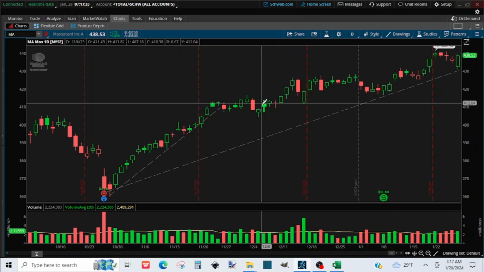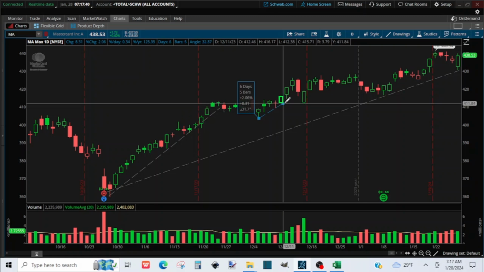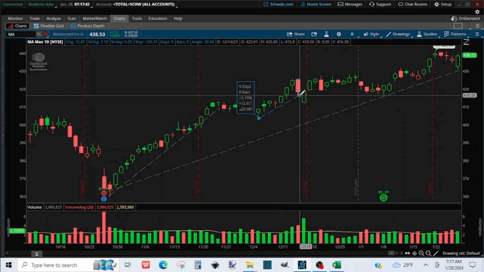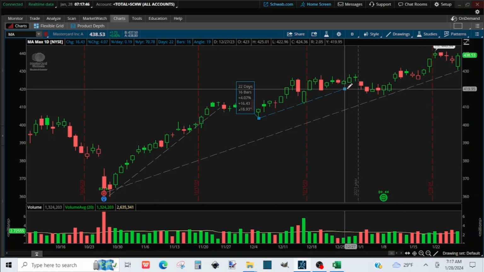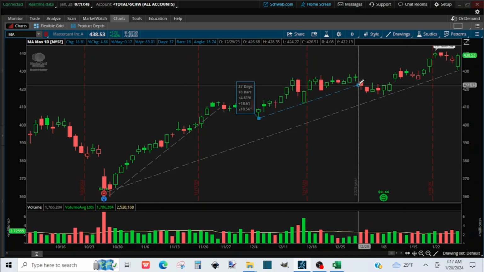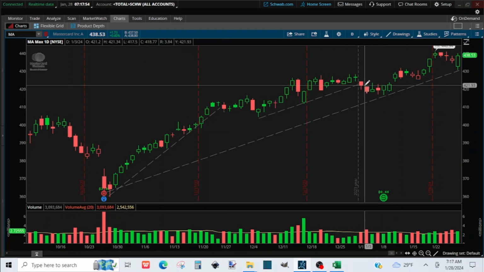Two lows here, and then we have this low here, and we have this low here that we can connect. But then it fell off of it when it went down here. We can use that as well. It takes us to that end. That's another trend there, and it fell off.